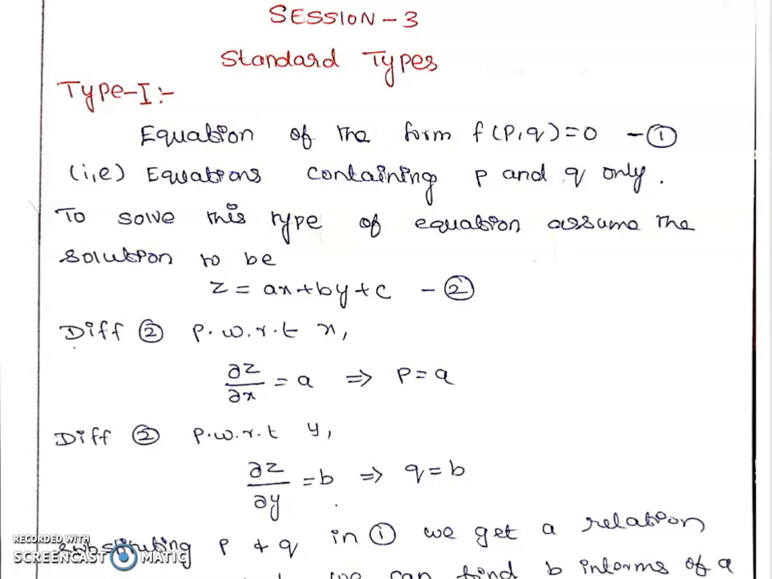Hi students, today's session 3, we are going to see the standard types of partial differential equation. Under the standard types we have 6 types. Now we are going to see type 1: equation of the form f of p comma q is equal to 0.